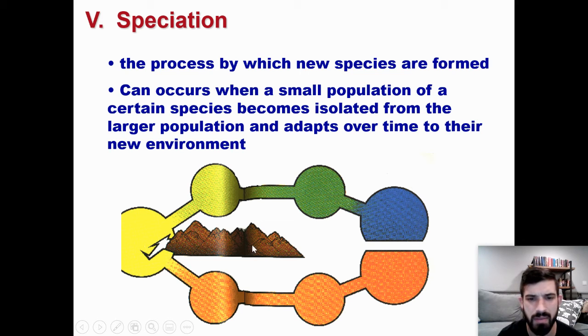However, because of some kind of environmental disruption, like this mountain range, and also just like in our activity, they are split into two new groups. And over a long period of time, have so many differences that they become two entirely new species.